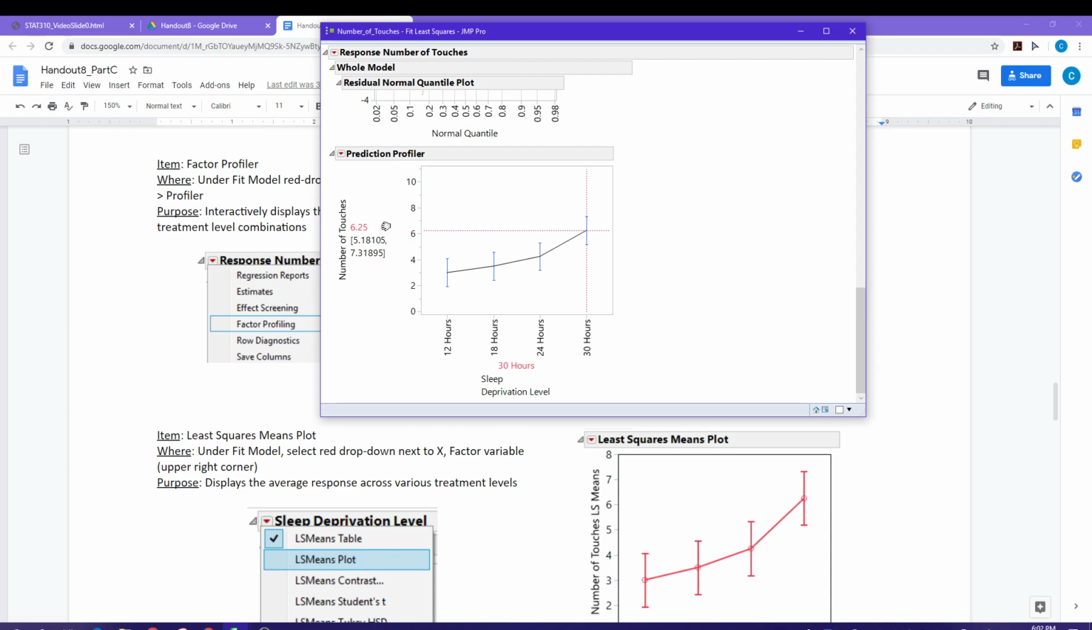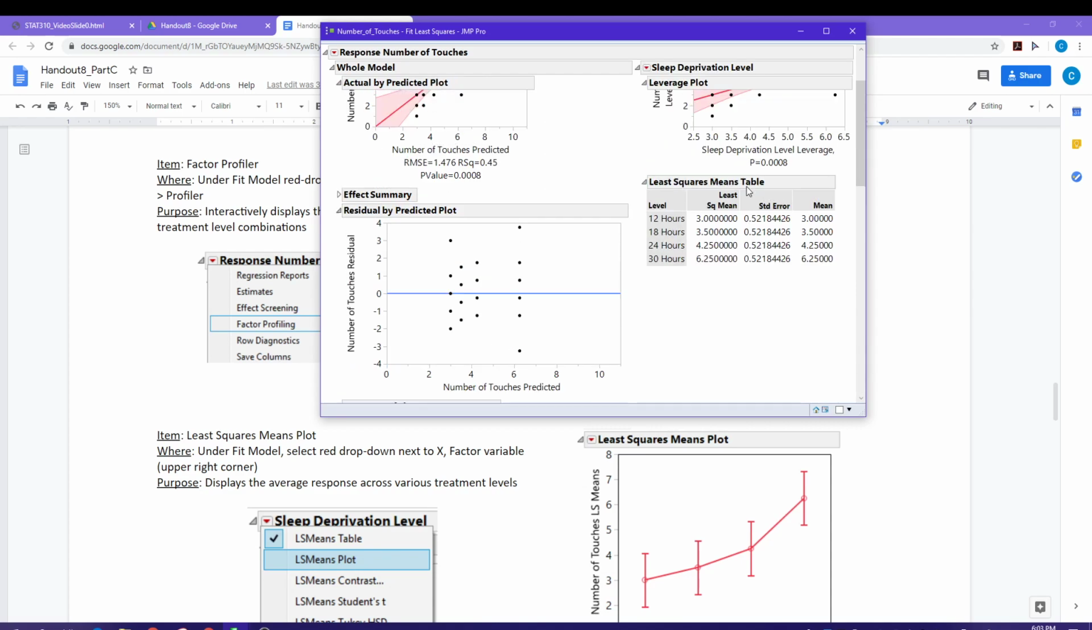This is going to give me the estimated number of touches on average for that group, 6.25, and here's the confidence interval for that. These are the same confidence intervals that we obtained when we were looking at handout, or part A, excuse me. I can specify different levels here by just moving, again, these vertical lines around. That's the factor profiler, or what they call the prediction profiler.